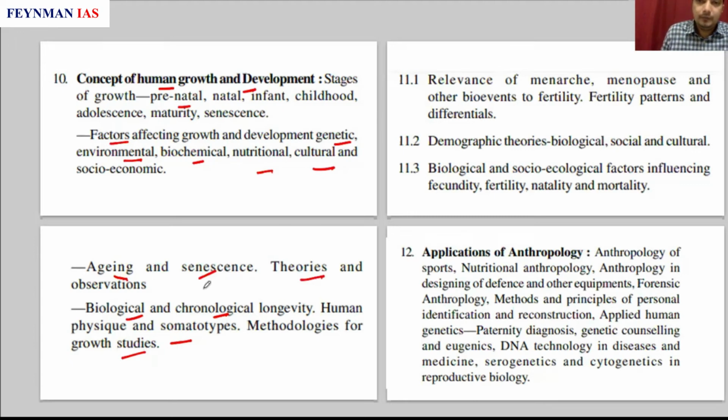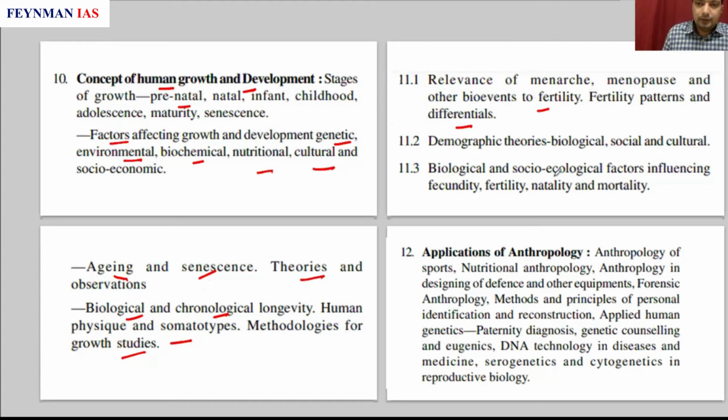are all going through. Then 11 is more or less connected to the growth, but this is mostly focusing on the concept of fertility and fecundity, with the major focus on women's reproductive life. Okay, menarche, menopause, what are the different events that take place in them, which define their reproductive life, and what are the patterns and differentials that you see, in various populations.